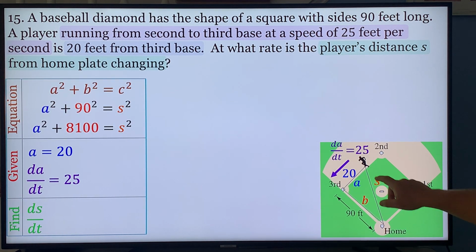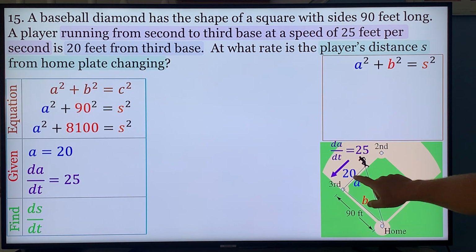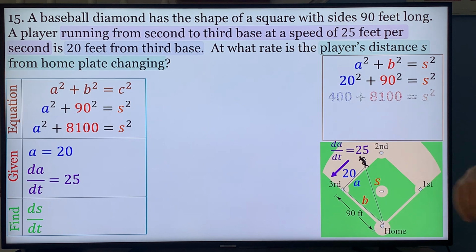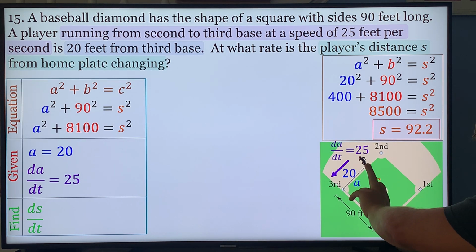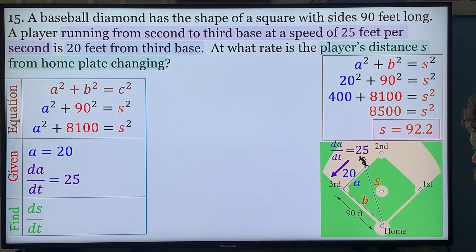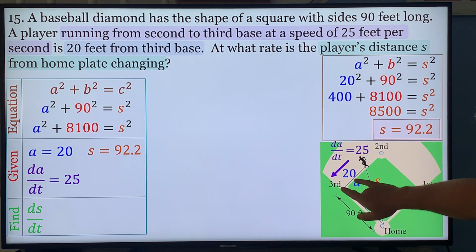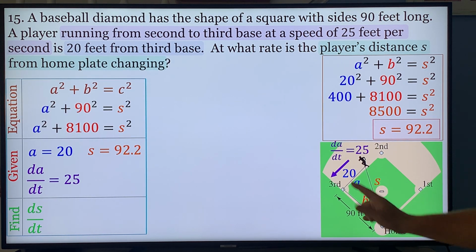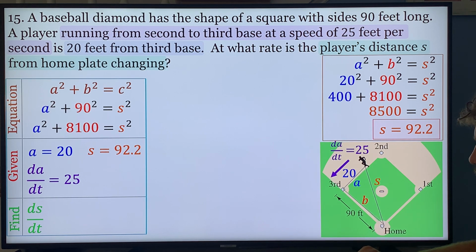And then how can I find S? Pythagorean theorem. A squared, which is 20, plus 90 squared equals S squared. 400 plus 8100. 8500 is S squared. S is 92.2. So this is 92.2 feet. So when he's 20 feet from third base, which would actually be right about here, but that would squish my triangle, this is 92.2 feet. So a little farther than 90 feet.